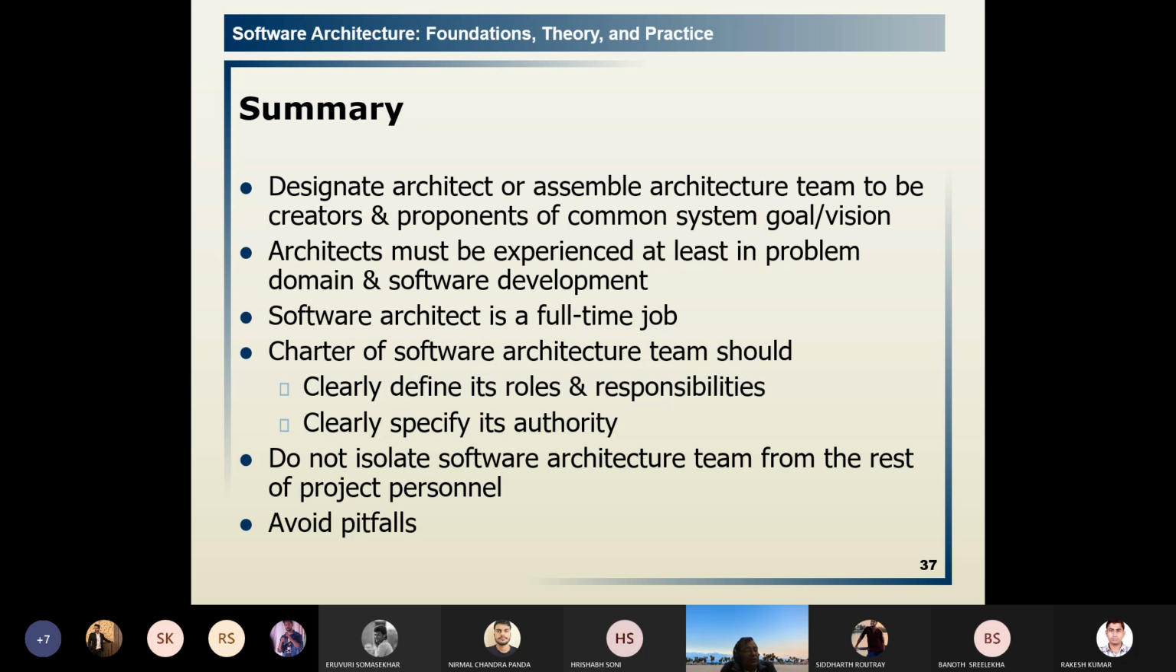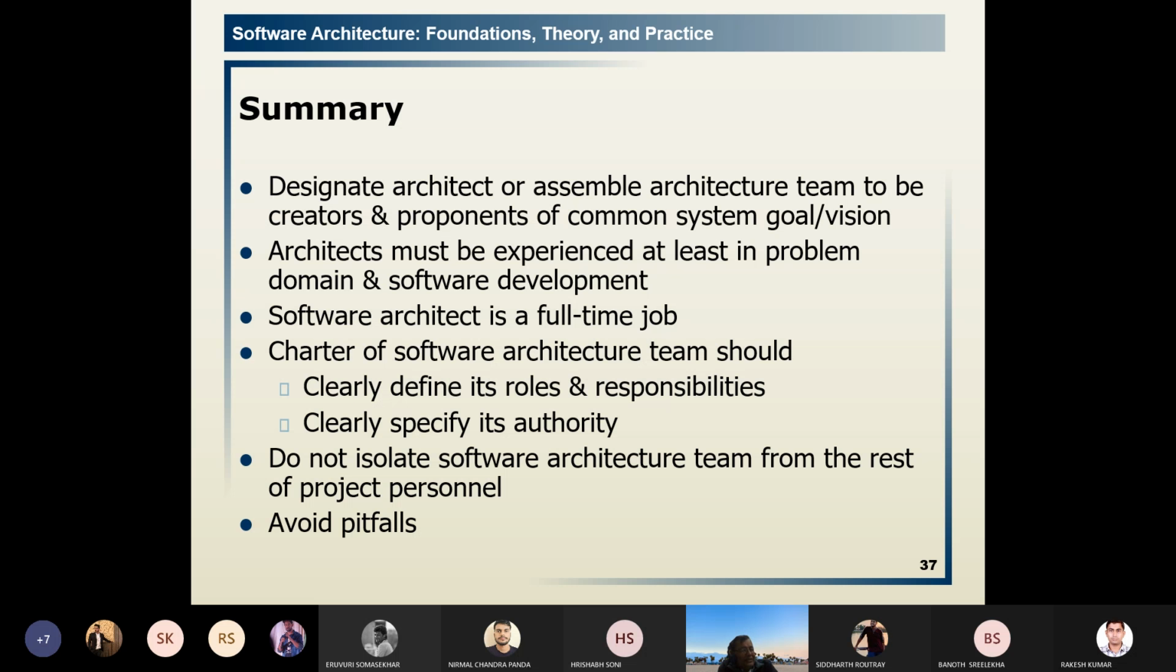The software architecture team should have its roles and responsibilities clearly defined. He should be able to understand other members, what their roles and responsibilities are. Clearly specify its authority. "My authority is this, you expect only that much." You members, you expect that much. Don't expect too much from me.